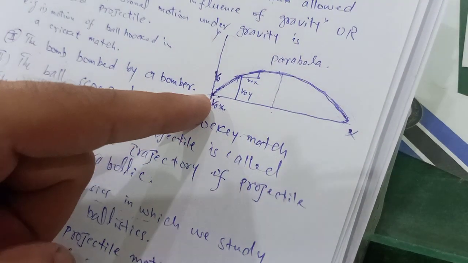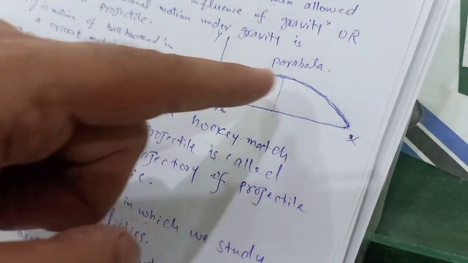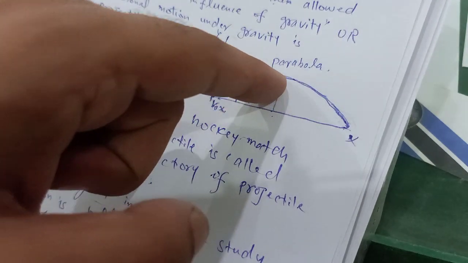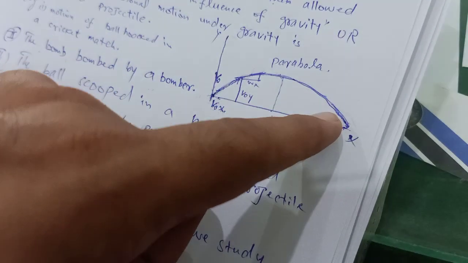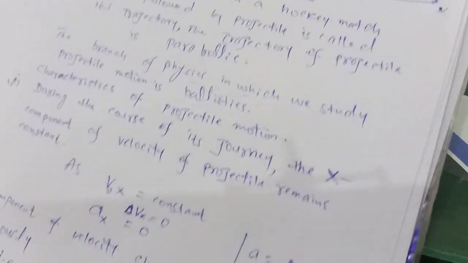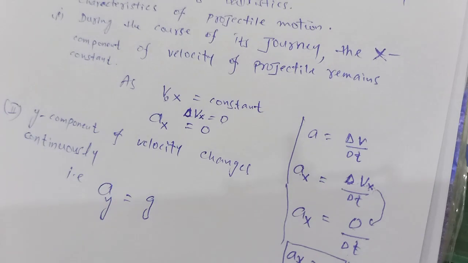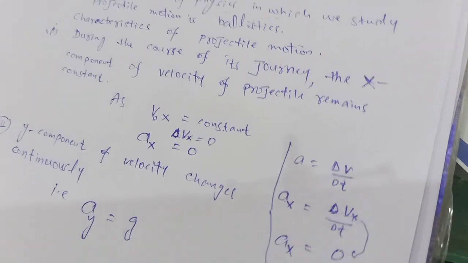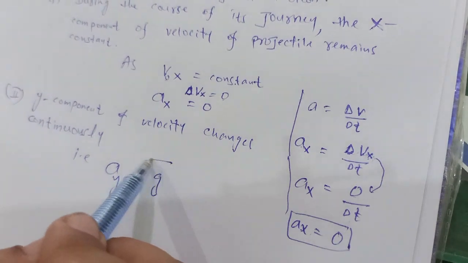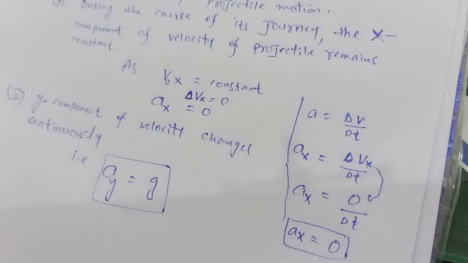Once we throw a projectile and it reaches up to a certain height, also called the summit, after that it moves down under gravity. So its motion is free fall. Every freely falling object has a constant acceleration called acceleration due to gravity.